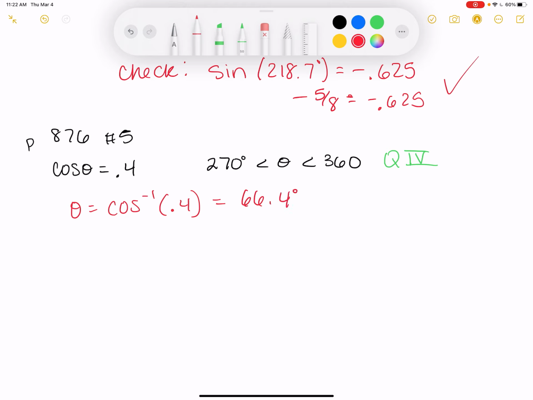Okay, now the formula. This does kind of go back to the formulas. But with this one, it's kind of just what makes sense. We need something that gets us to quadrant 4. So what do we need to do to it to get us to quadrant 4? Minus it from 360, right? So 360 minus 66.4 is what?